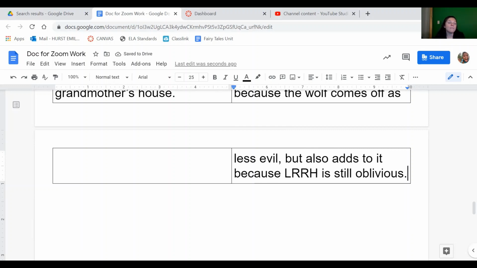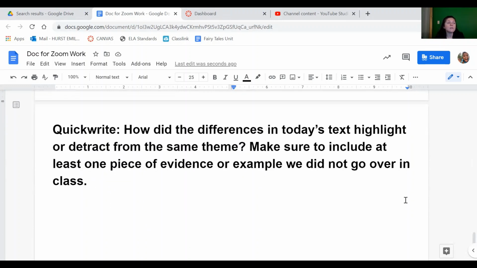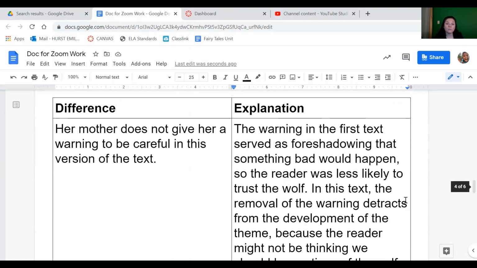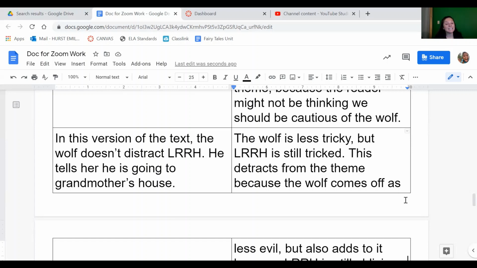Okay. If you don't have another example, I want you to go ahead and get another example. I have 2 more examples of things that were changed. So try to get at least 1 more example. 2 would be great. Because I want you to remember that good readers consider how a theme can be developed in a different manner in a different text. And then to show me that you understand this, I want you to do a quick write. How did the differences in today's text highlight or detract from that same theme? We should be cautious of strangers. Make sure to include at least 1 piece of evidence or example that we did not go over in class. So you can use these examples, but you have to have at least 1 more.